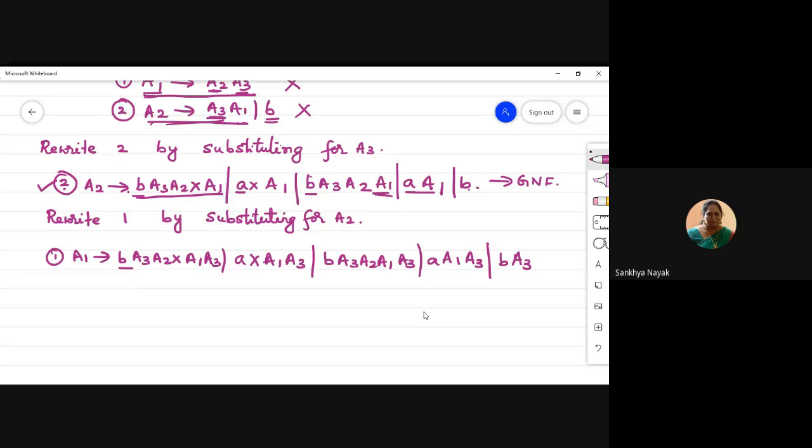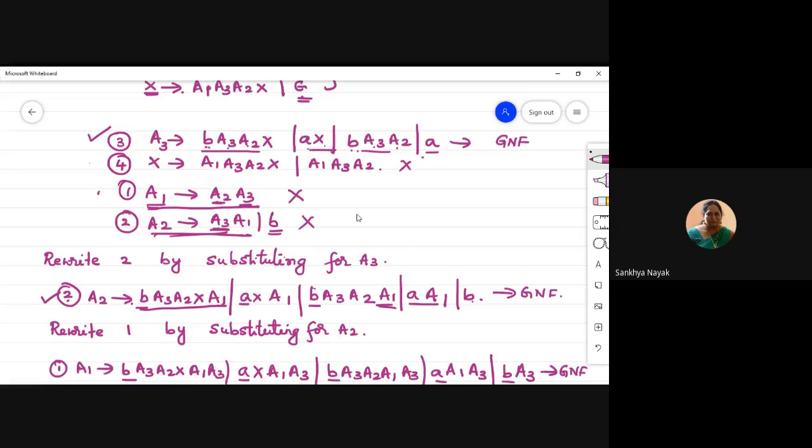Now you can see this also has been converted into a GNF. This is also in GNF. Finally, what is not in GNF? Only the fourth term. We converted this and this. So for the fourth term, now you can substitute for A, correct? So for the fourth term, you can see it is A1, A3, A2X and A1, A3, A2. This is not X, I put it as a wrong mark, not in the term. Okay. So it's A1, A3, A2X and A1, A3, A2.